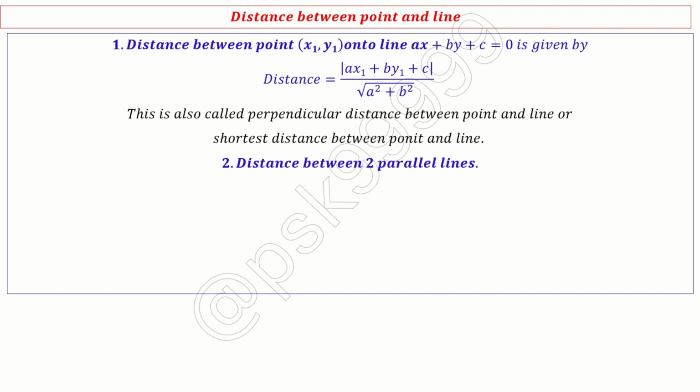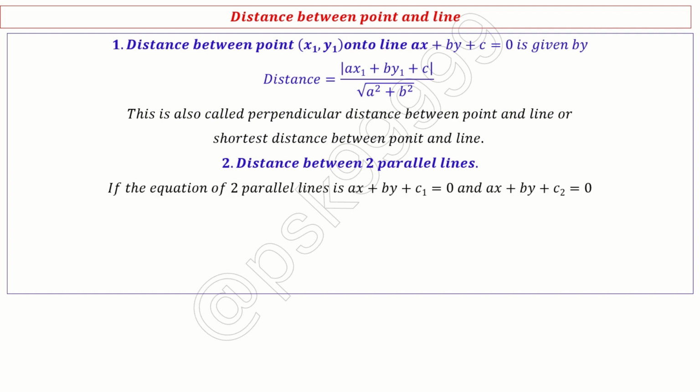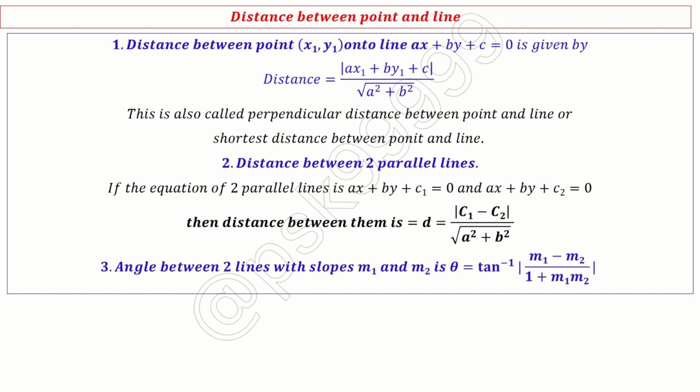Distance between two parallel lines. We know that two parallel lines will have a similar equation, only the difference is the constant term, correct? So the distance between two parallel lines is absolute c1 minus c2, that is the difference in constant terms, positive value, divided by square root of a square plus b square. Now, angle between two lines, we already learnt it. If the slopes are m1, m2, then theta is equal to tan inverse of absolute m1 minus m2 divided by 1 plus m1 m2. So these are the new formulas. Now, let's do some exercise.